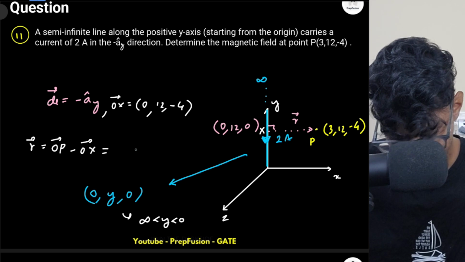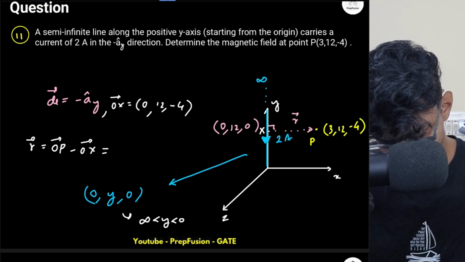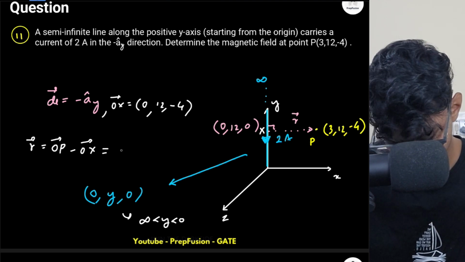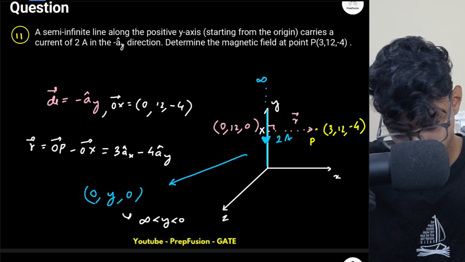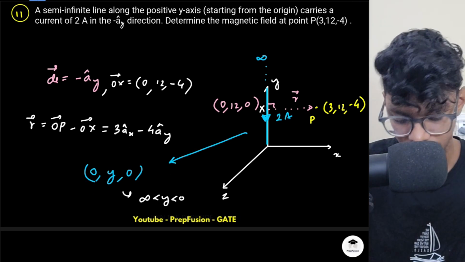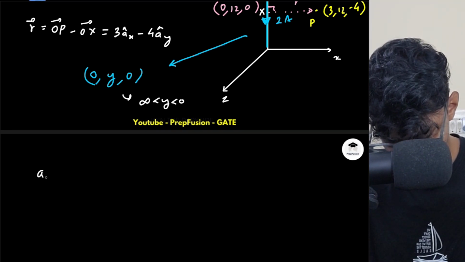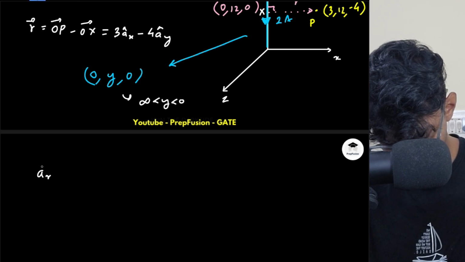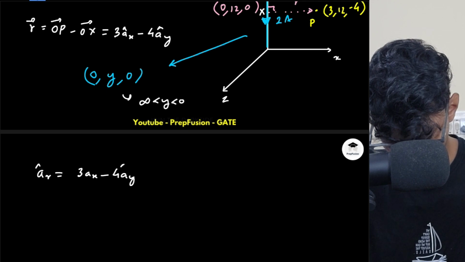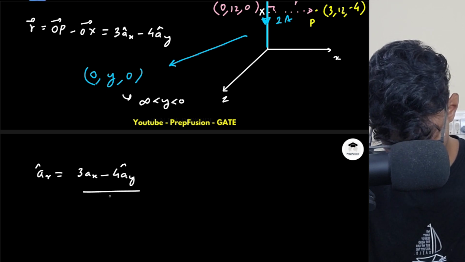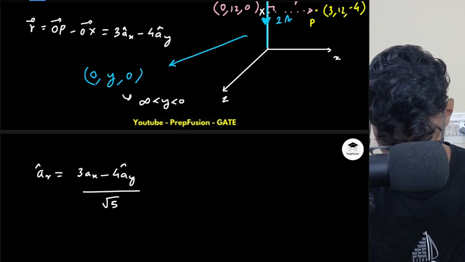So this will be equal to OP, which is 3. I'll just write it directly. Basically the 12 will get cancelled, and only this will be remaining. So it will be 3ax minus 4ay. So this will be the r vector. But I need to find the ar vector, because I just want the direction, the unit vector along this direction. The ar vector is 3ax minus 4ay divided by 5, simply 5, that is the magnitude.